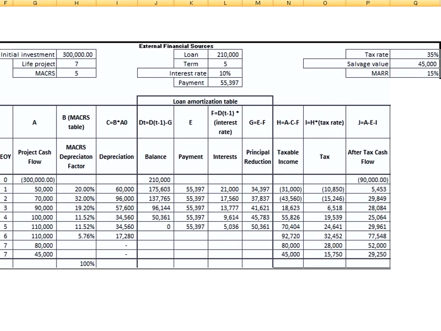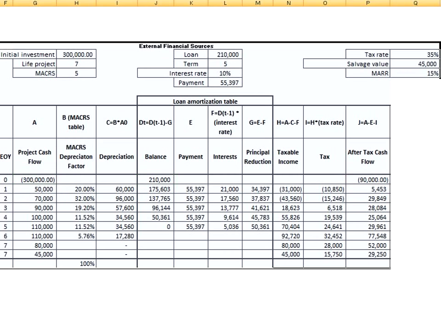And in column J, the after-tax cash flow also needs to change because we have a couple of major changes. To begin with, the amount of cash that the investor needs is now not 300,000 out of its own pocket, but only 90,000 because the bank is going to finance $210,000. Therefore, the initial investment from the perspective of how much money is needed by the investor, or the company if the company is financing its own project, is $90,000.